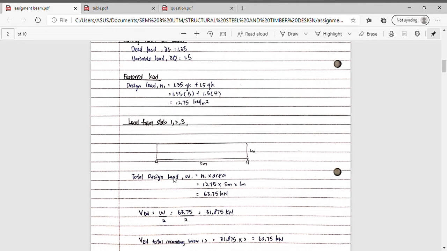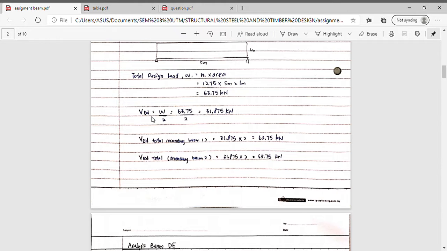So first I will calculate the load from slab 1, 2, 3, which is supported by the secondary beam. So I will multiply by the area of the slab, so I get the total design load is 63.75 kN. Then the shear force, using this formula, divide by 2, and I get the answer 31.875 kN.